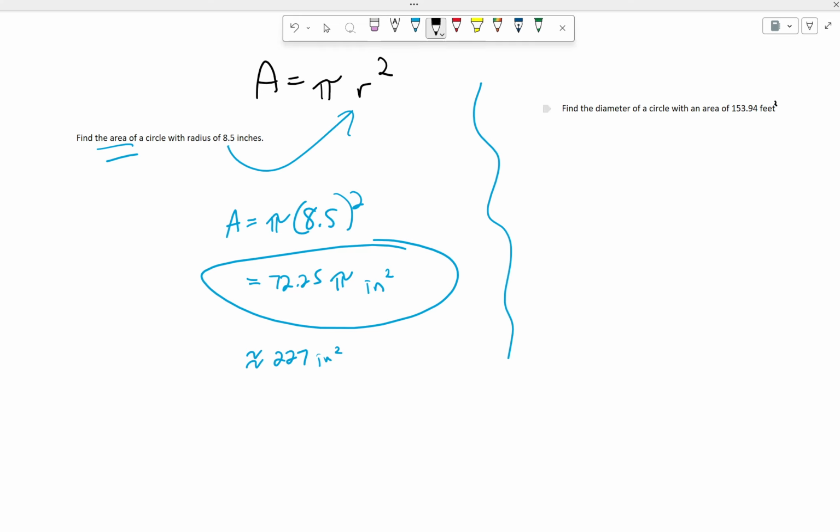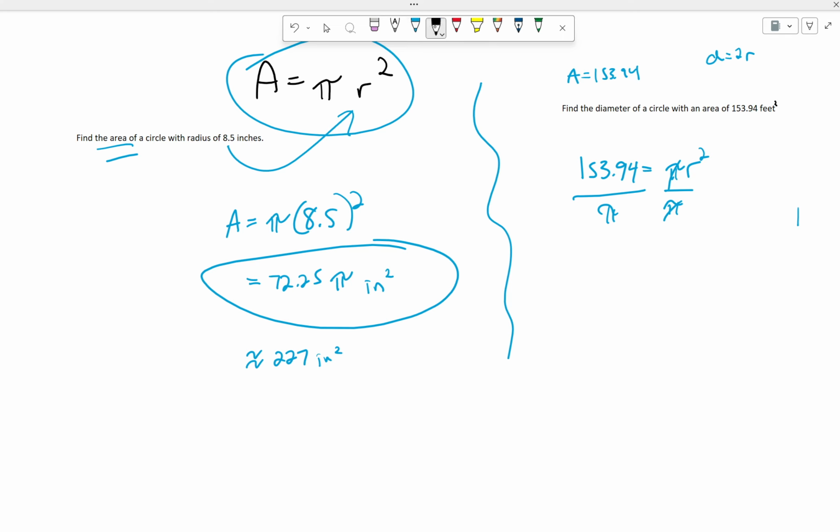All right, so what we do here, we take our same formula, but we already know A, right? A is equal to 153.94. So we're going to have 153.94 equal to pi times the radius squared. Okay, and we'll find the diameter at the end because we know the relationship there. The diameter is just two times the radius. So we'll solve for the radius first. So we divide both sides by pi.